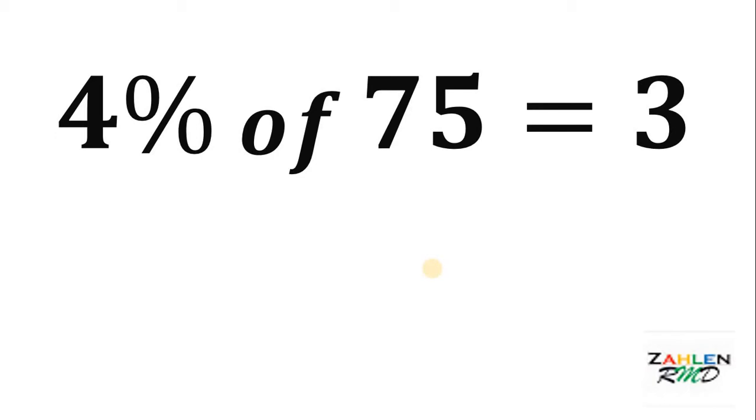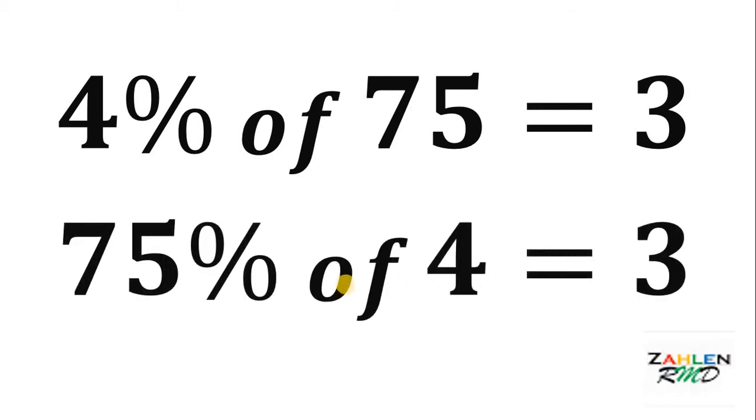But the way I solve this looks like this. I take 75% of 4. This is much easier than 4% of 75. 75% is just 3/4, so 3/4 of 4 will give us 3. Now the question is, is it always the same? Or is this just a coincidence?